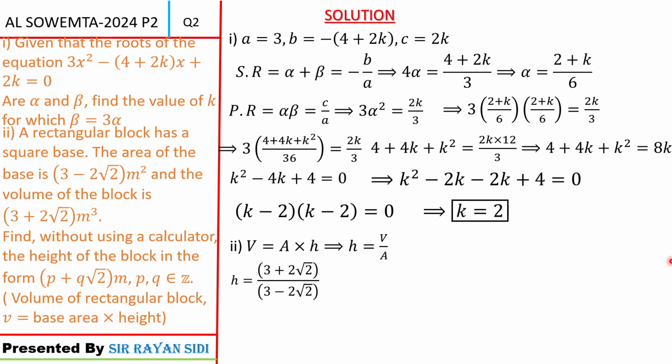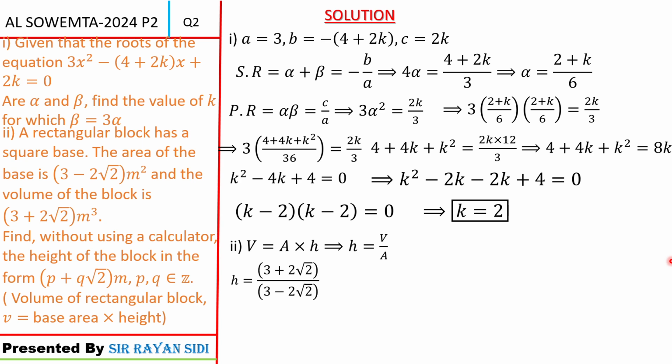Now you realize that here you have a denominator having a square root, and remember they said h in the form p plus q root 2. So it means that we are meant to rationalize this expression. No, it's an equation because it has an equal sign. So to rationalize it, you multiply the numerator and the denominator by the conjugate of the denominator.